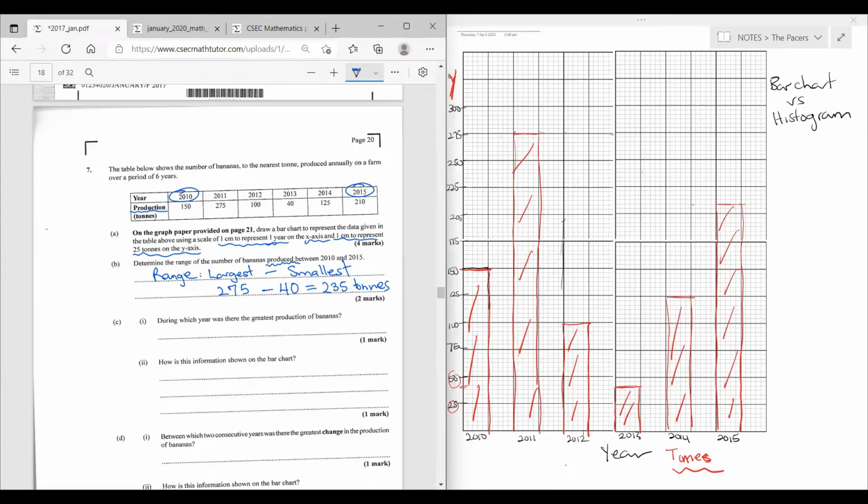Part C. During which year was there the greatest? What is the range again? The general rule: your largest value subtract your smallest value.